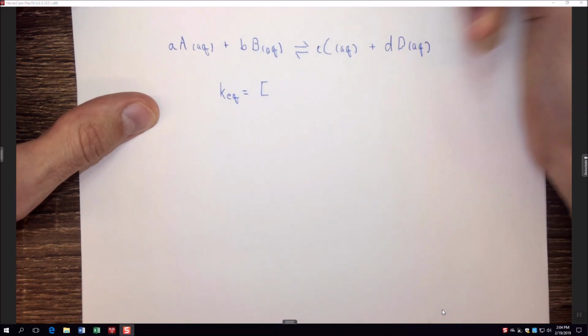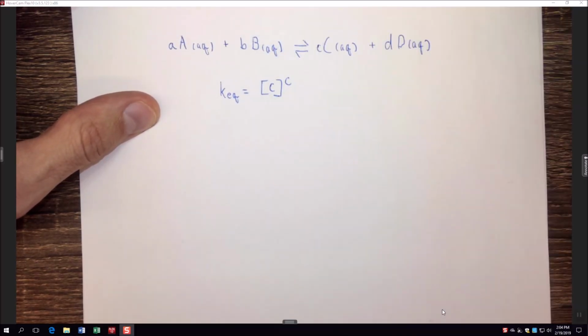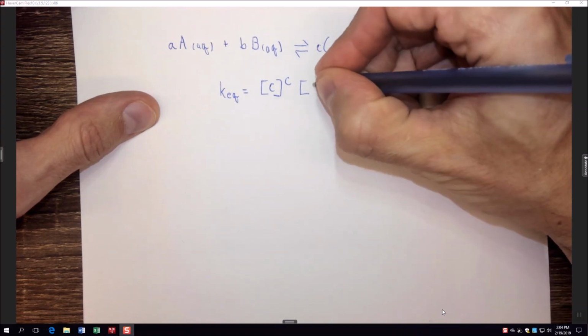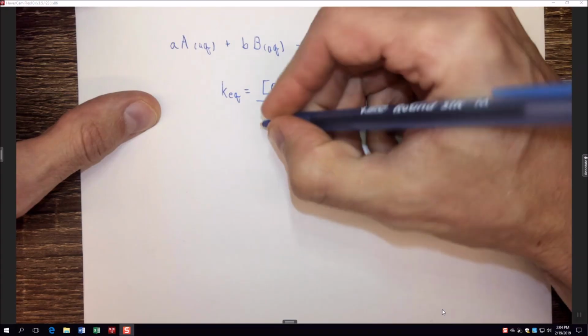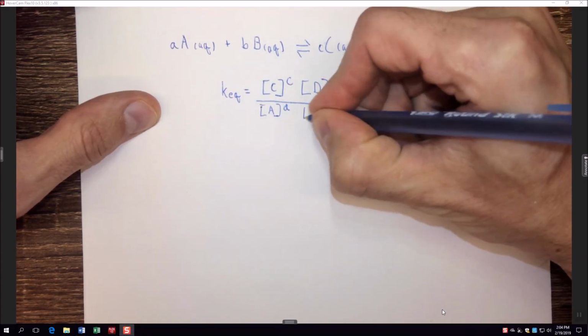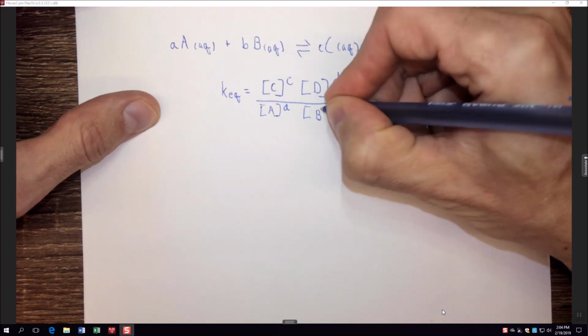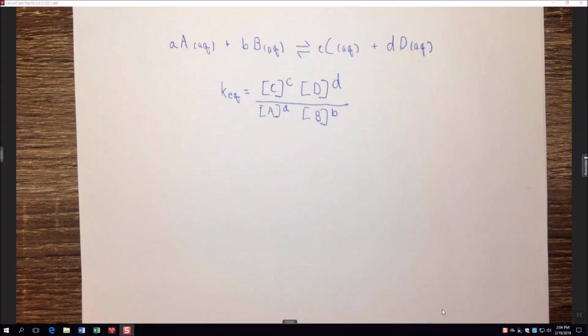So it's the concentration of C to the little c, concentration of D to the little d, over concentration of A to the little a, concentration of B to the little b. And this equation is derived for you in the lab manual and in the textbook, but essentially it's based on the fact that the rate of the forward reaction and the rate of the reverse reaction are equal.